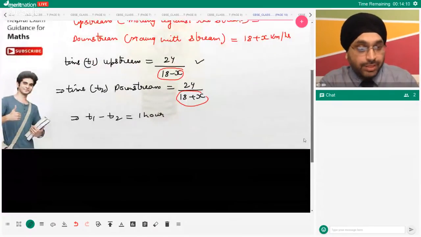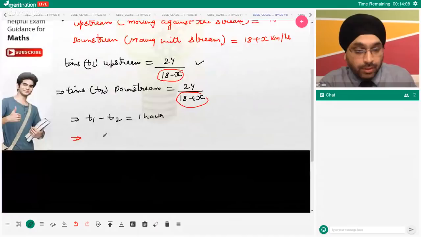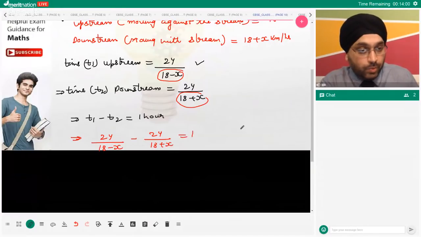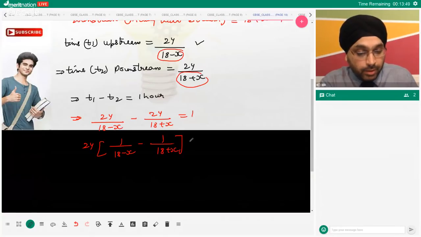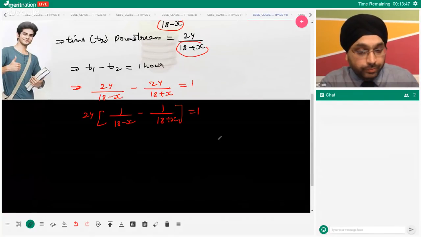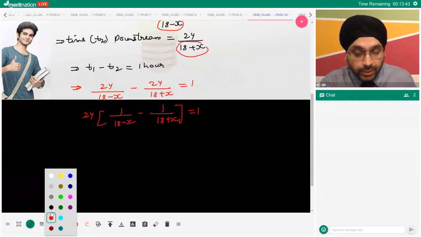Great. So guys, we can further write it like this: 24 upon 18 minus x minus 24 upon 18 plus x equals 1. Great. So guys, again, can I take 24 common out? We have 1 upon 18 minus x minus 1 upon 18 plus x equals 1. So guys, further, we just need to take the LCM.